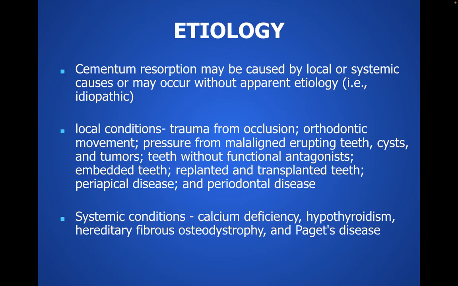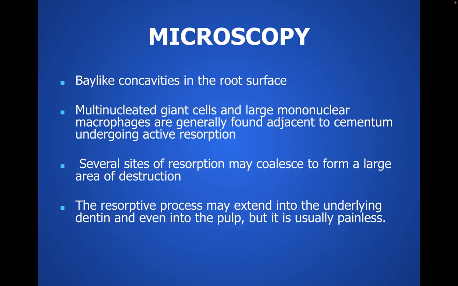It may be caused by local or systemic causes, as I said. Systemic conditions can be hereditary fibrous osteodystrophy. Local conditions can be teeth without functional antagonists, periapical disease, periodontal disease, etc. Basically, bay-like concavities in the root surface are formed, and multinucleated giant cells and large mononuclear macrophages are generally found adjacent to cementum undergoing active resorption. The resorptive process may extend into the underlying dentine and even into the pulp, but it is usually painless.